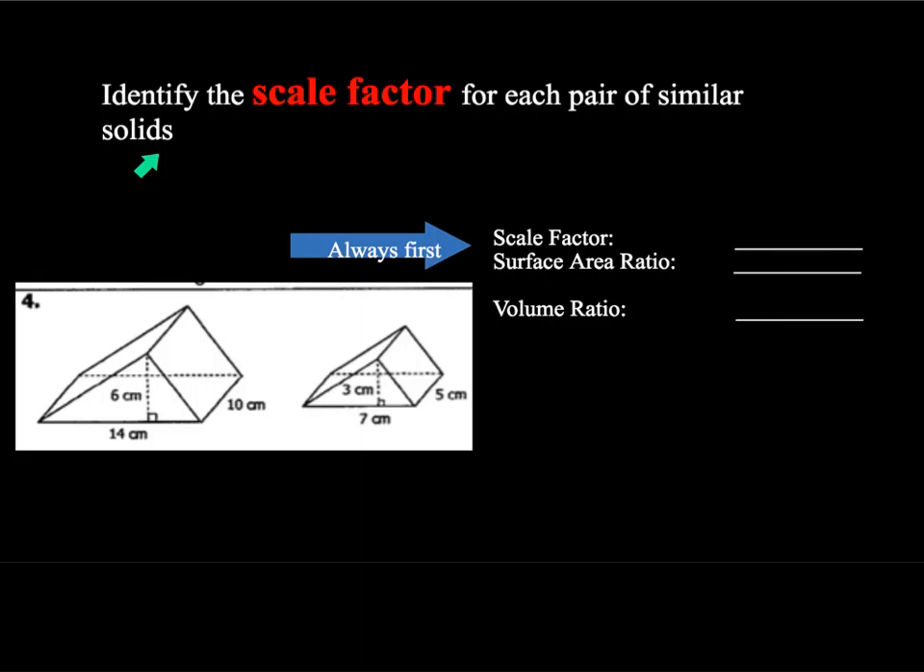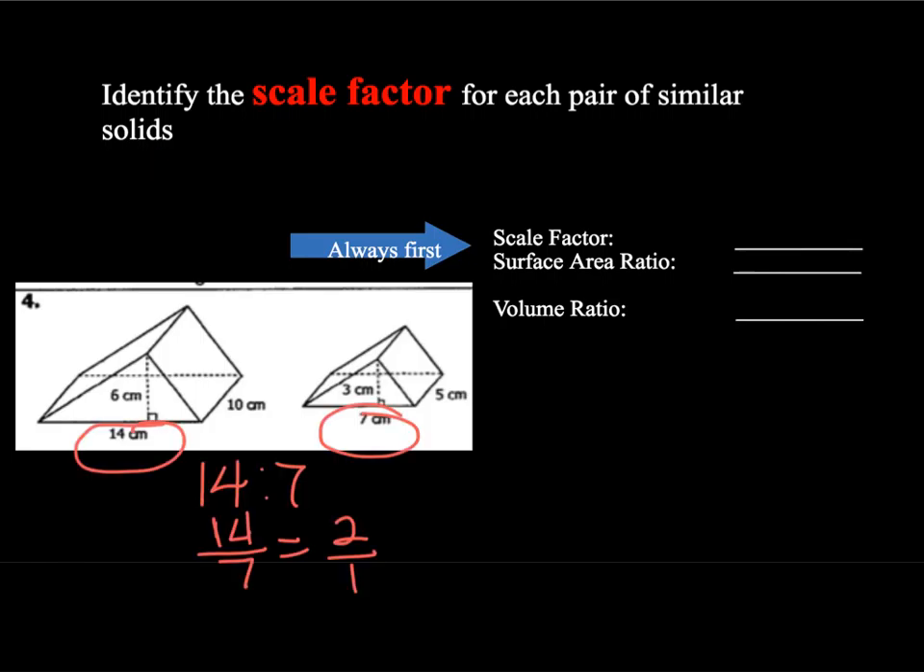They're telling us that they are similar, so that's nothing we have to figure out. So we can just take one side and compare it to its corresponding side. Watch this. I'm comparing the base of the triangle to the base of the other triangle. That's 14 to 7. We simplify that and we get 2 to 1. That means that our scale factor is 2 to 1. The bigger figure is twice the size of the smaller figure. So let's write that in. There we go, 2 to 1.